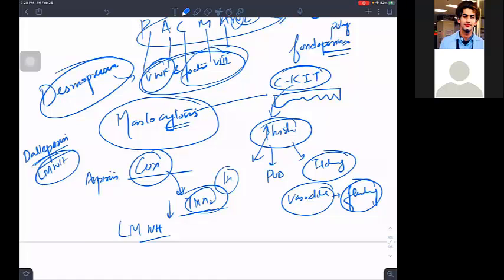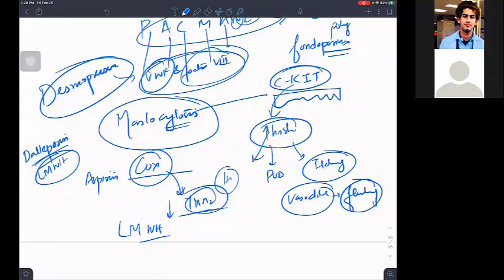Beautiful answer, 10A. Very nice answer. Can you tell us, deficiency of factor 8 leads to which hemophilia? Deficiency of factor 8 leads to hemophilia A. Beautiful answer. Deficiency of factor 9 leads to hemophilia B. Very nice answer. Deficiency of factor 11 leads to hemophilia C.